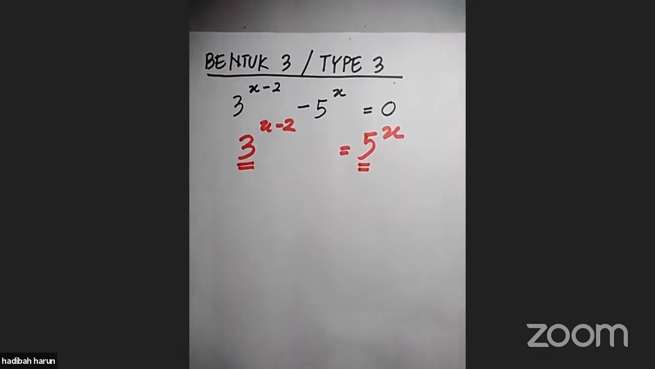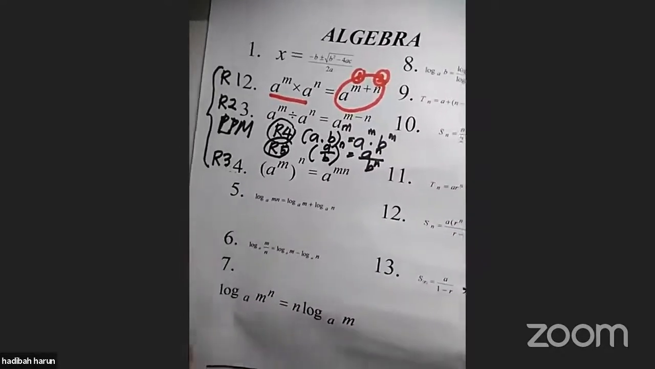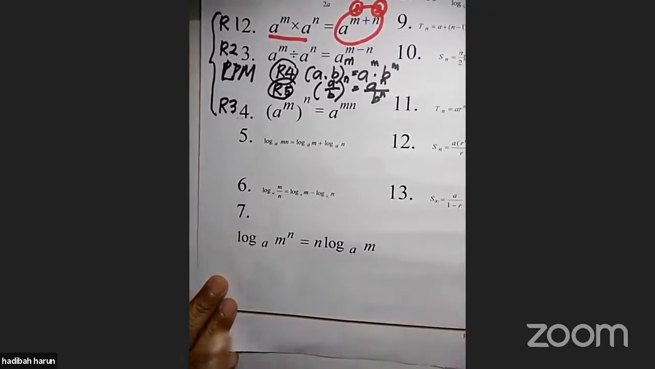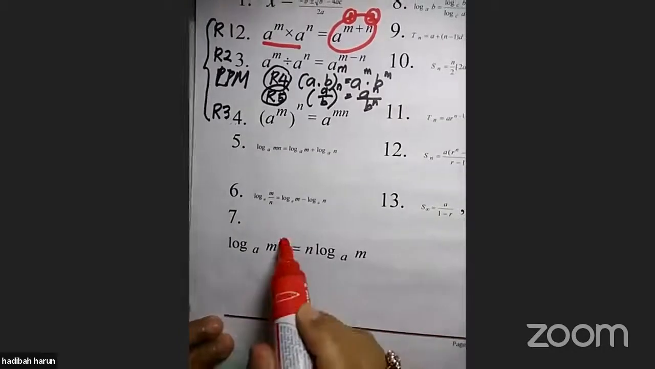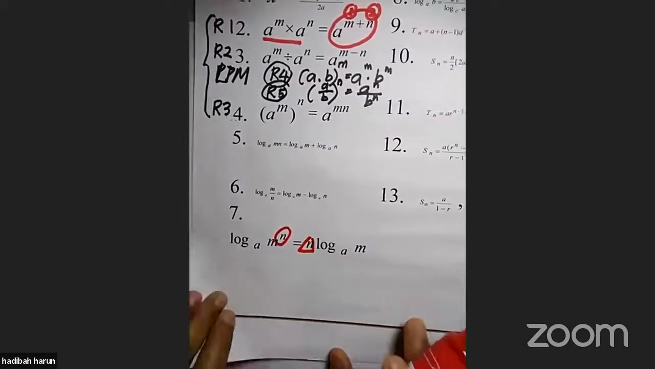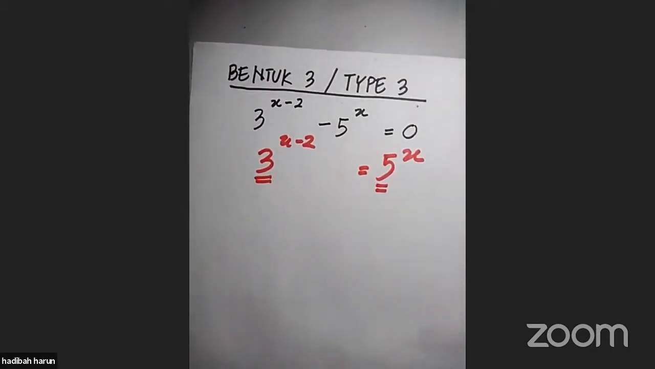Algebra just now was 2, 3, 4, 5 and 6 is for log, so we have 7, where you can bring down the index. The index over here, down here. That is where you apply your algebra 7.